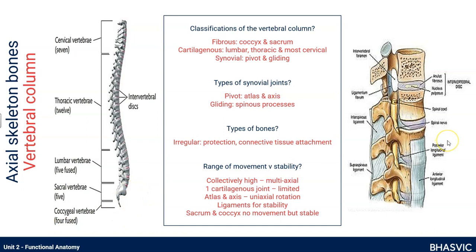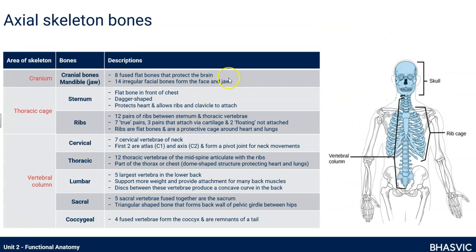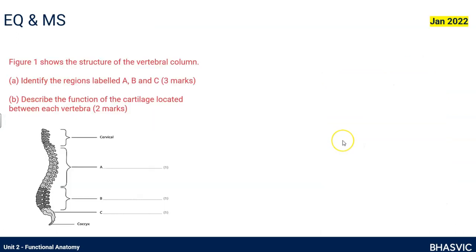So what I've tried to do then, having gone through lots of detail individually, I've popped a lot of that information into a table, almost like a summary table. So have a little look at this. Make sure you know the names of the bones that are in the axial skeleton and what type of bone they are, and any other additional information about them. But what kind of exam questions might you get? So let's have a look.